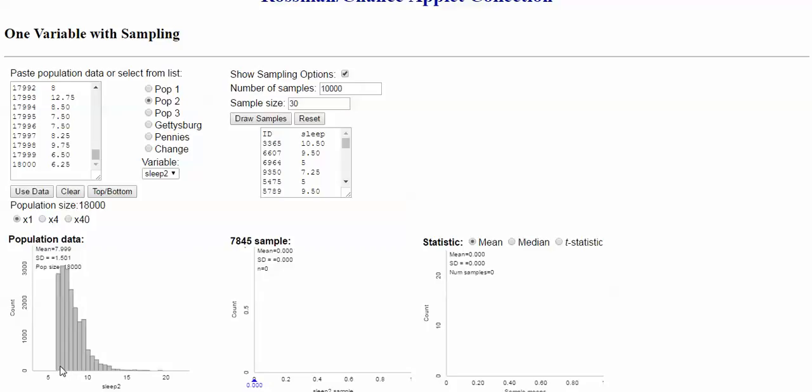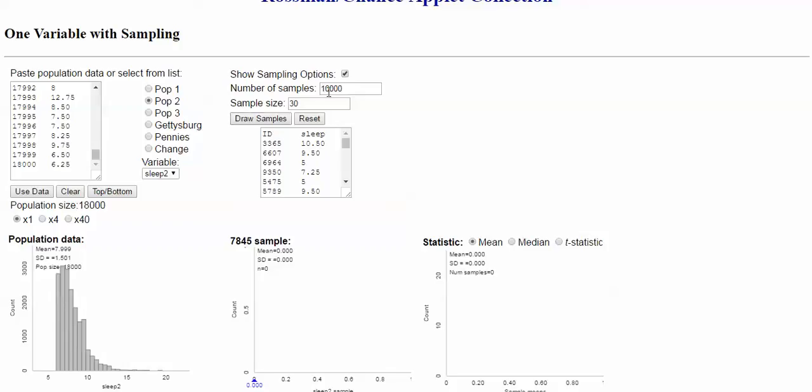So here we have a population that's positively skewed. Most of the people in the population are at the low end, so we have a lot more sleep-deprived people, and you see fewer and fewer people when you go up to these higher sleep times. So I said the population is positively skewed.